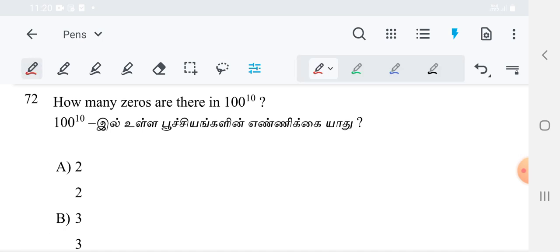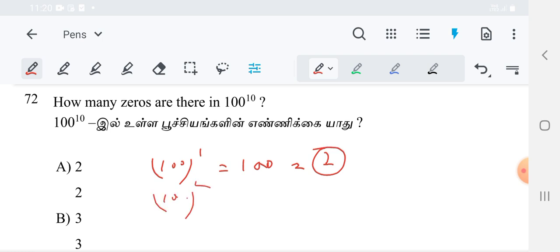Here we know that 100 power 1 is nothing but 100. For this, the number of zeros is 2. In the same way, if you write 100 power 2, what will come? 100 into 100, that is nothing but 10,000. So in this, how many zeros are there? 4 zeros are there.